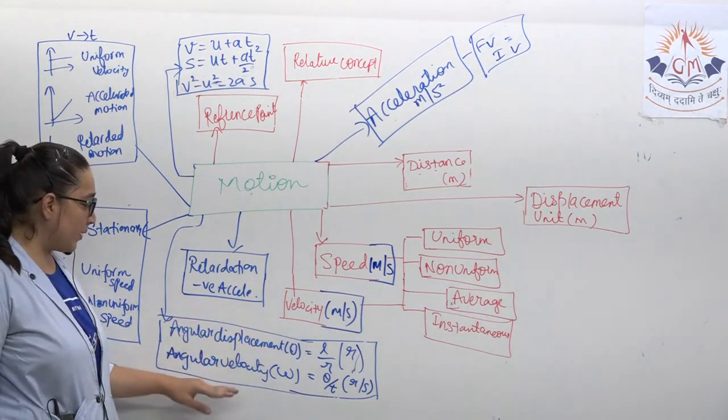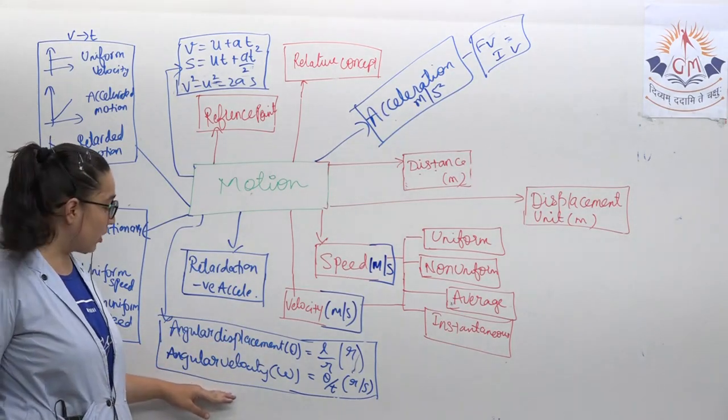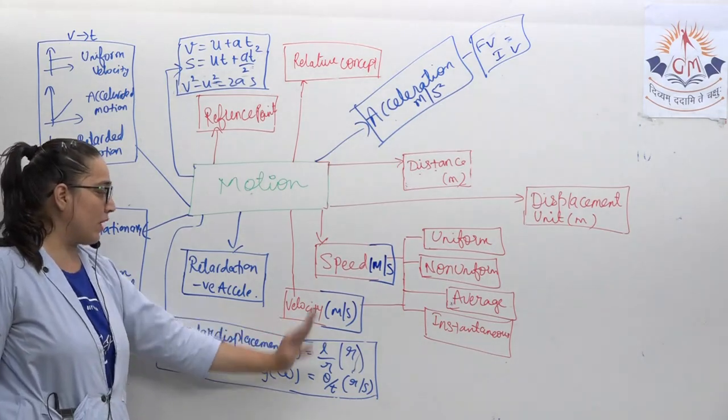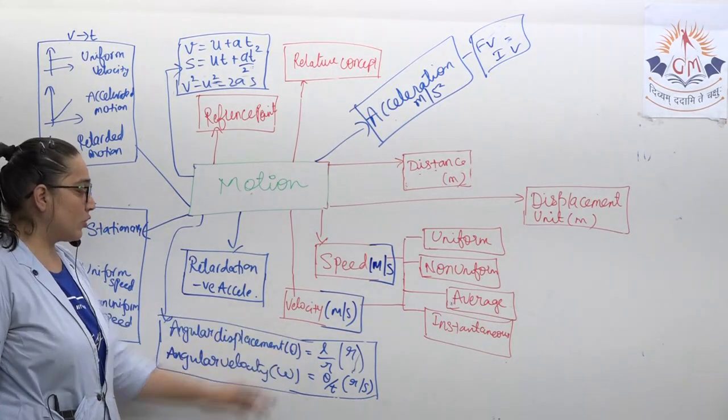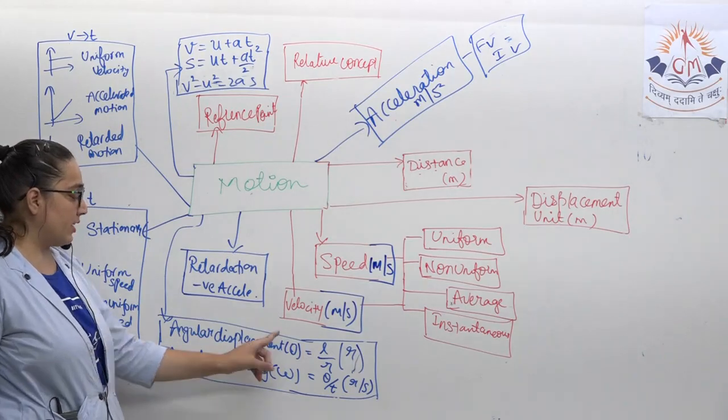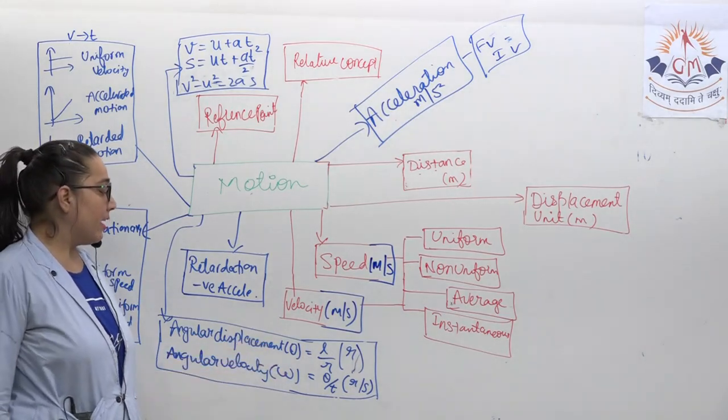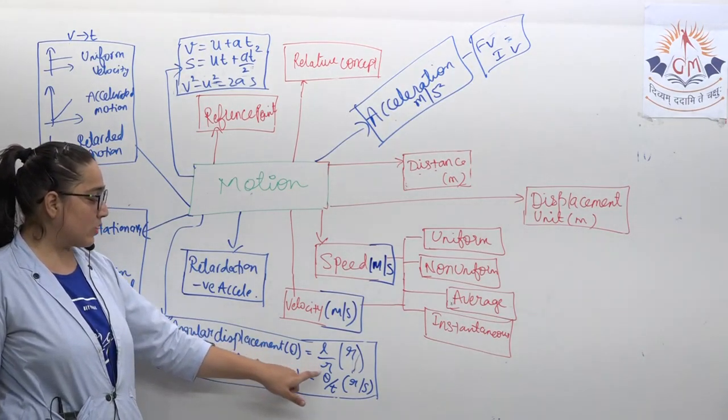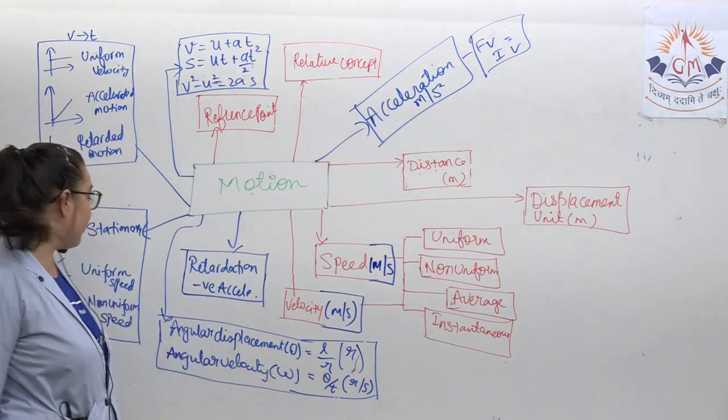Then angular displacement and angular velocity, the content of today's work. Angular displacement theta is equal to L by R, and its unit is radian. Angular velocity is denoted by omega. Its formula is theta by t, so its unit is radian per second.